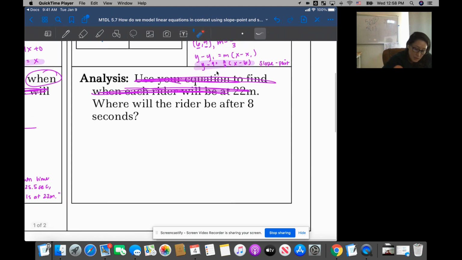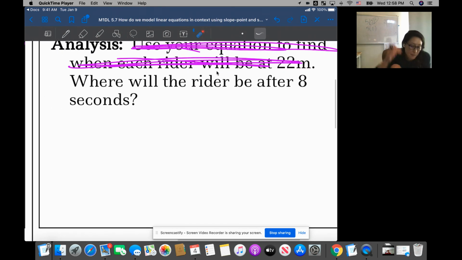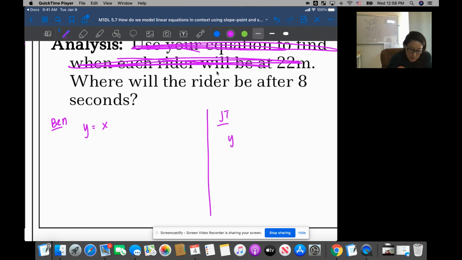Okay, moving on to this one. So where will the rider be after 8 seconds? So again, we have Ben's equation is y is equal to x, and JT's equation is y is equal to 2/3 x plus 5. This time, when I look at my coordinating x's and y's, x is seconds, y is distance in meters, okay?